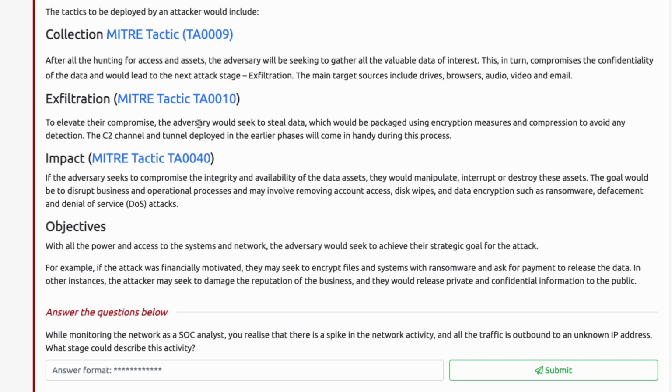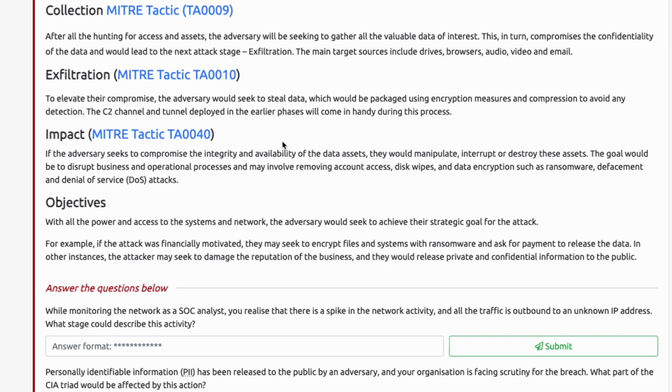And so to elevate their compromise, the adversary would seek to steal data which would be packaged using encryption measures and compression to avoid any detection, because you don't want to know where it's being sent to, right? The C2 channel and tunnel deployed in the earlier phases will come in handy during this process. And then there's the impact, right?